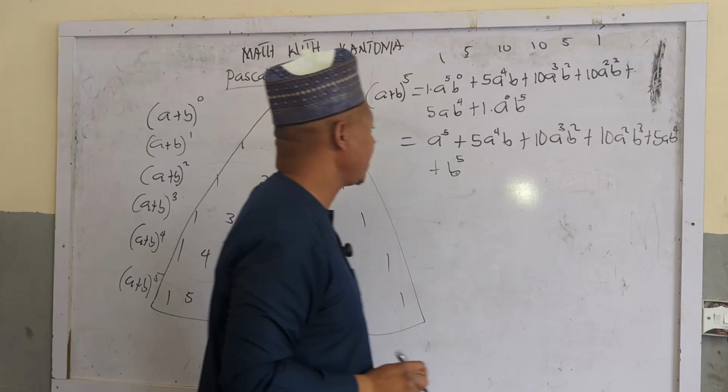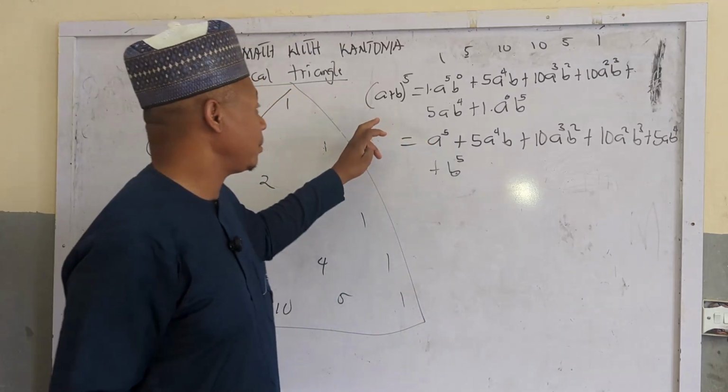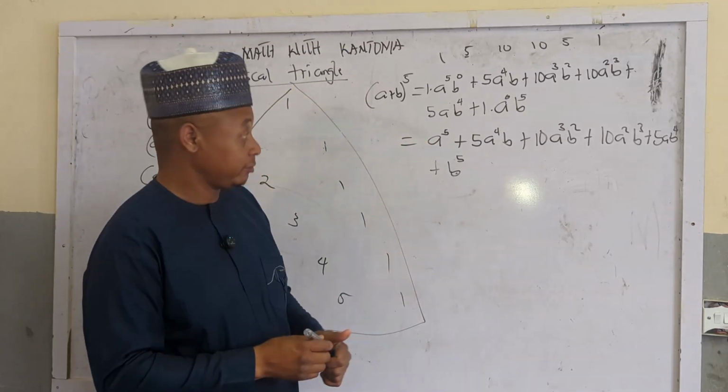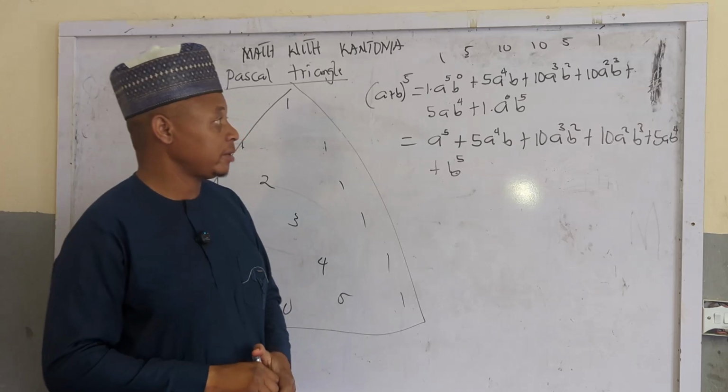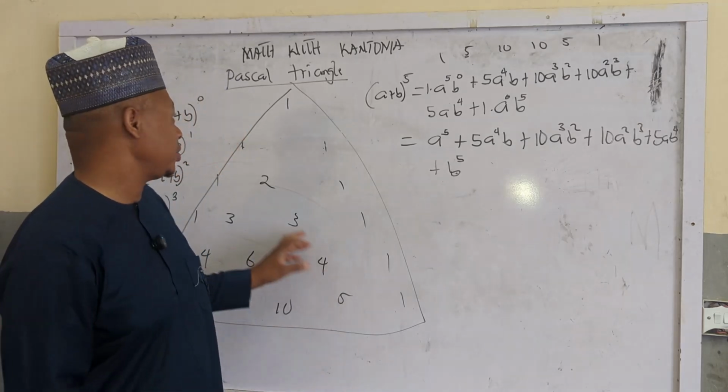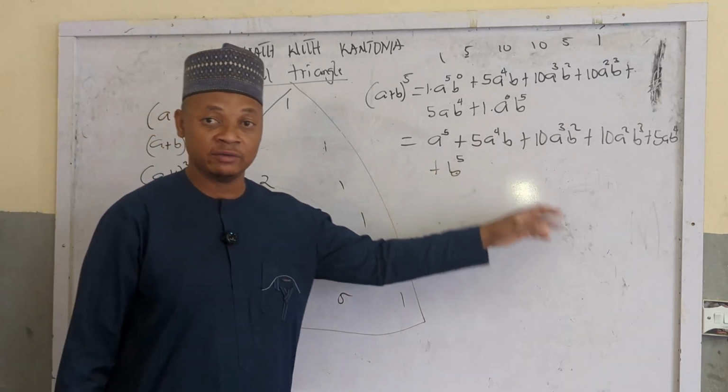So this is how to expand any expression like a plus b raised to the power of 5 using Pascal's triangle. If you use it the other way, you are still going to have the same values.